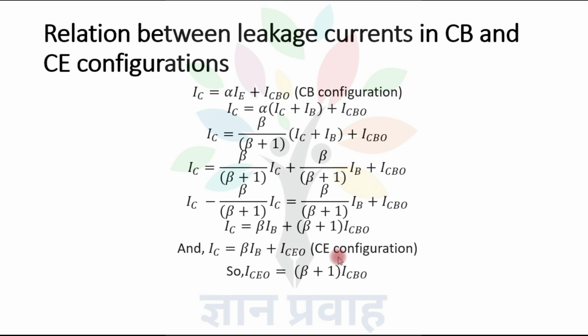In case of common emitter configuration, IC always equals beta IB plus ICEO. It means ICEO equals beta plus 1 ICBO. So that is the relation of minority charge carrier current in case of common base and common emitter configurations. ICBO, sometimes called ICO, is the collector current when the input side is open.